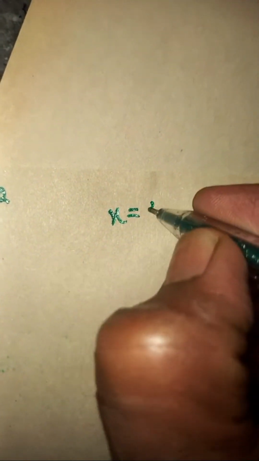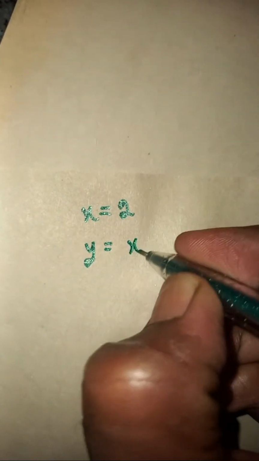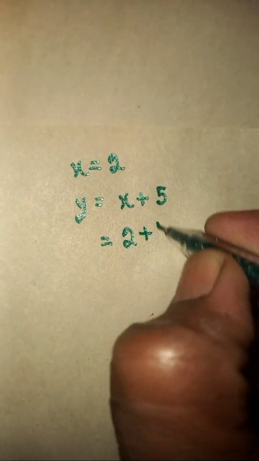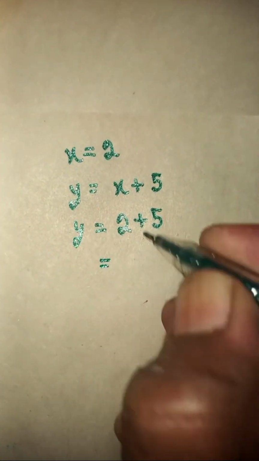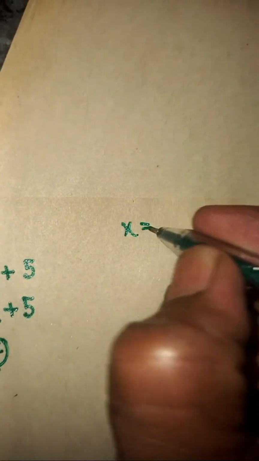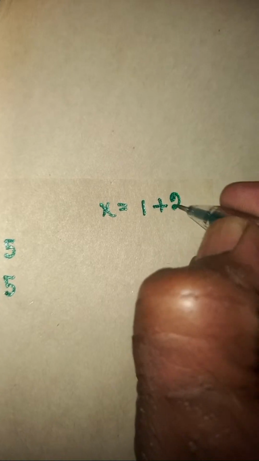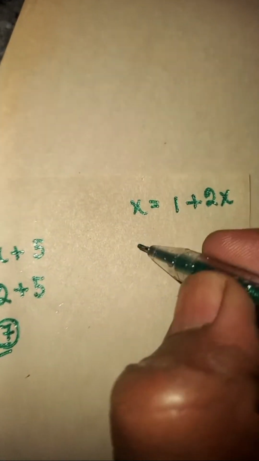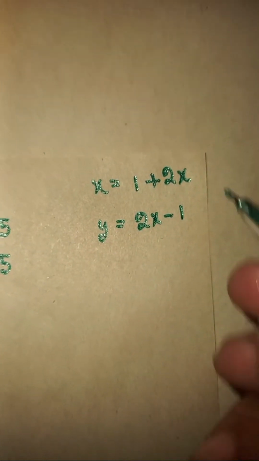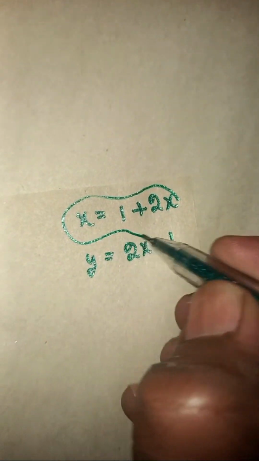Let's find out x and y together. x equal to 2, y equal to x plus 5. That means x they have given us 2, so write in terms of x, 2 plus 5, that is y. So 2 plus 5 is 7, y equal to 7. Let's take one more. Here they have given x equal to 1 plus 2x, and you need to find out y equal to 2x minus 1. First, let's find out the value of x.